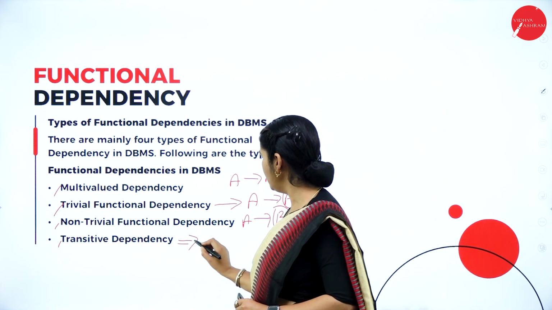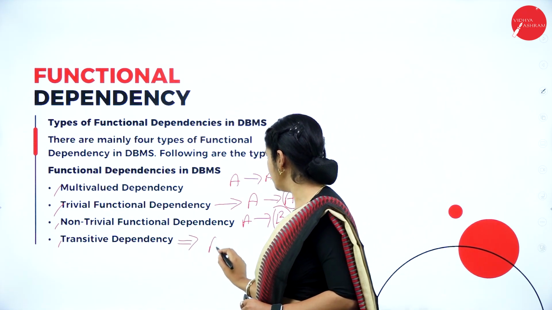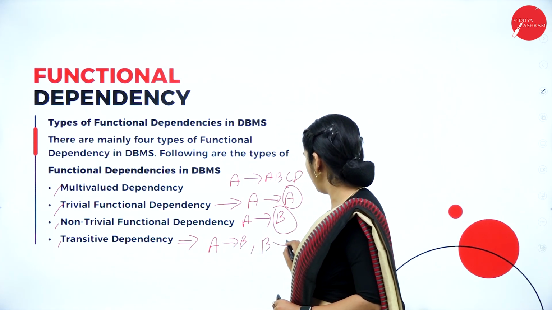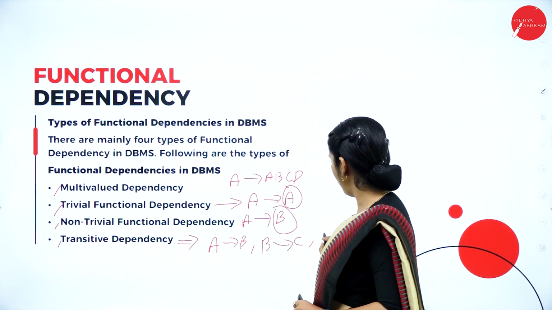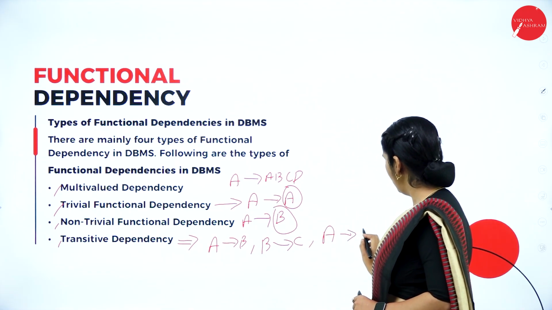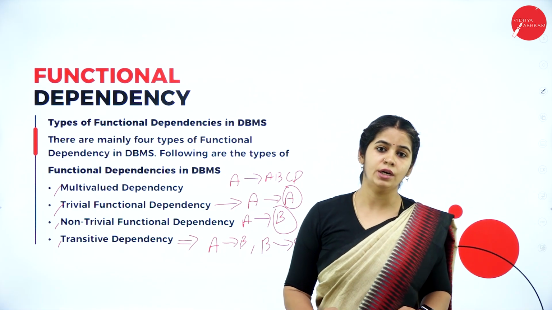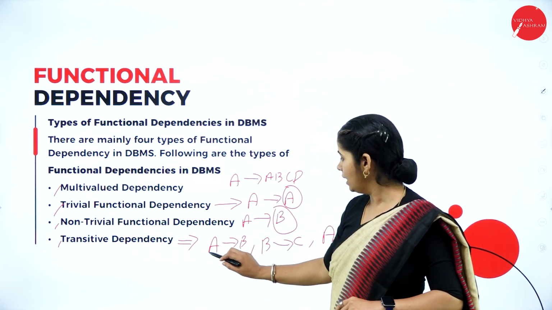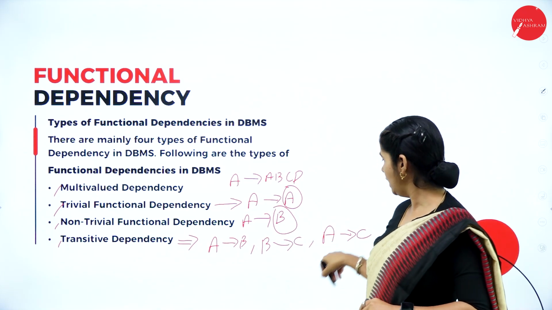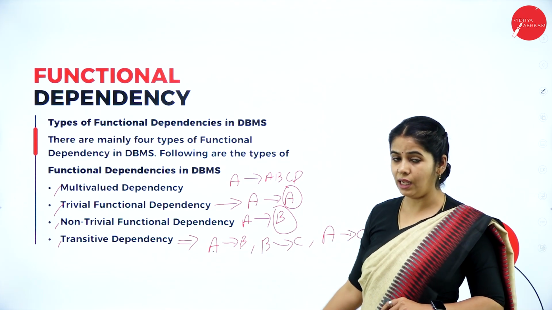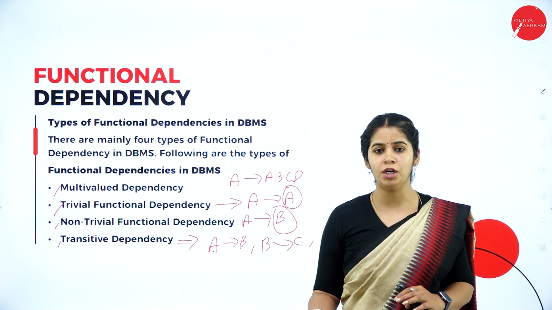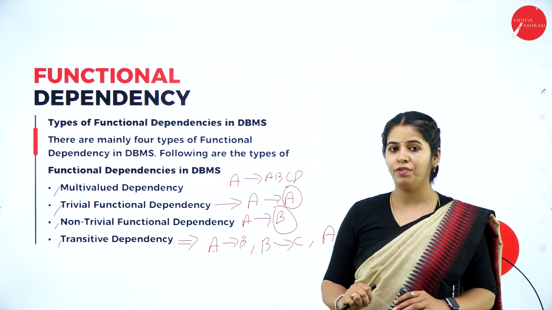Transitive dependency: A determines B, and B determines C. In turn, A determines C. That is exactly like the transitive law in mathematics. Indirectly, C is determined by A. That is called transitive dependency. Understood? How many types of functional dependencies are there? Four types.